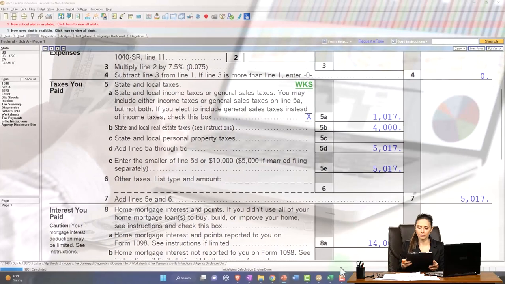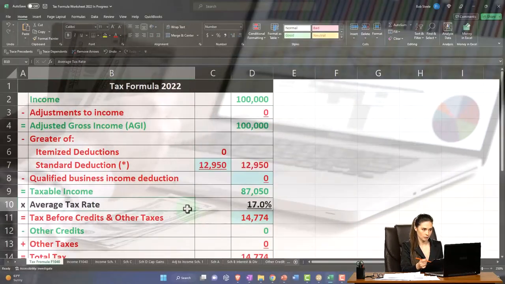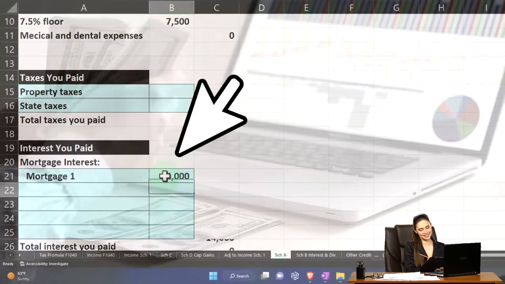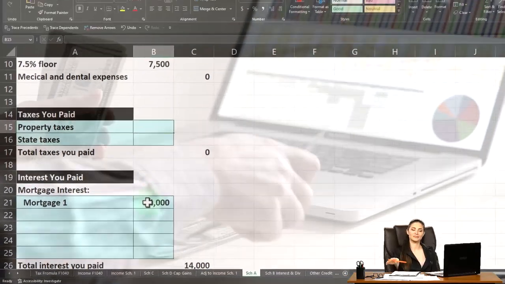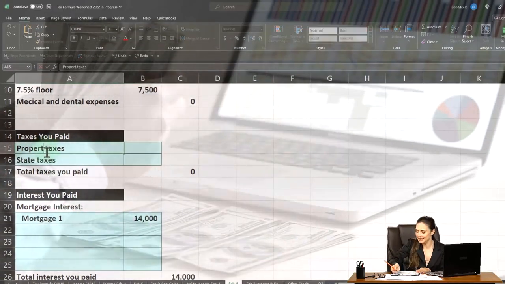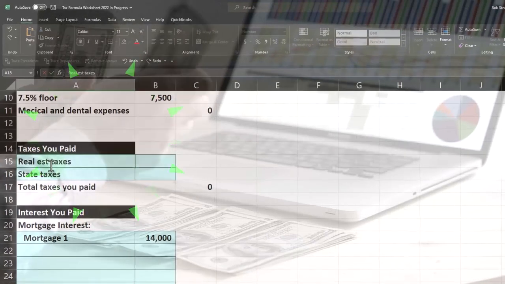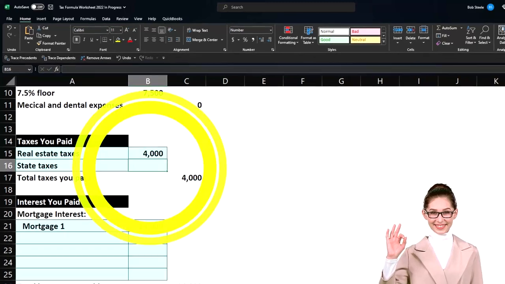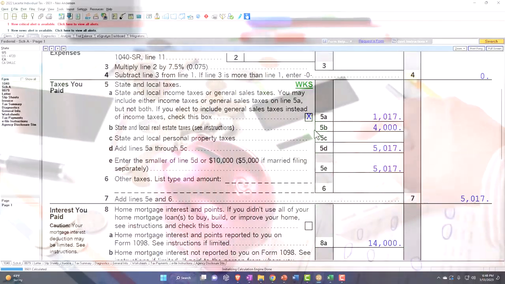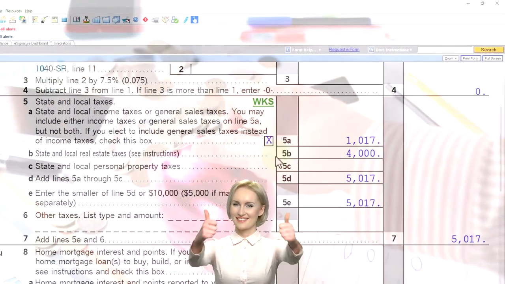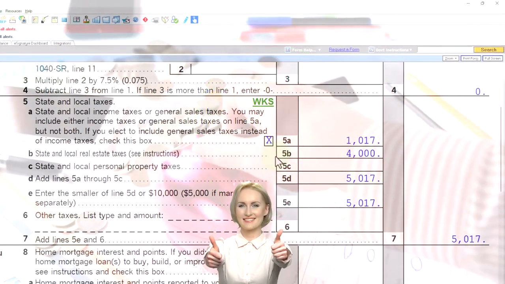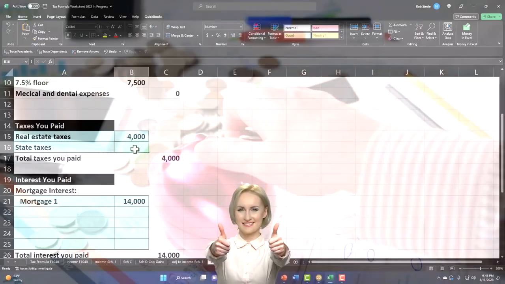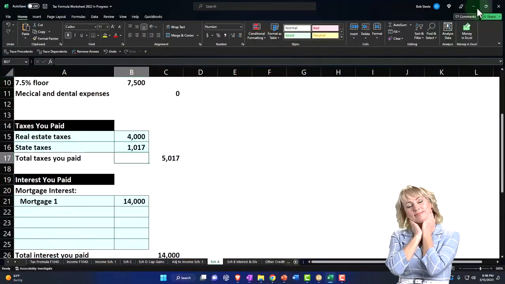Okay, so let's put that into our worksheet over here and see how this might work. I'm going to go to the Schedule A, and I'm going to say, all right, I had mortgage interest of $14,000. The taxes, let's say this is the real estate taxes, which I said was $4,000. And then I let the software do the calculation, because I haven't entered any other kind of tax. So the software is going to use the tables to calculate the 1017 sales tax from, in essence, the tax tables.